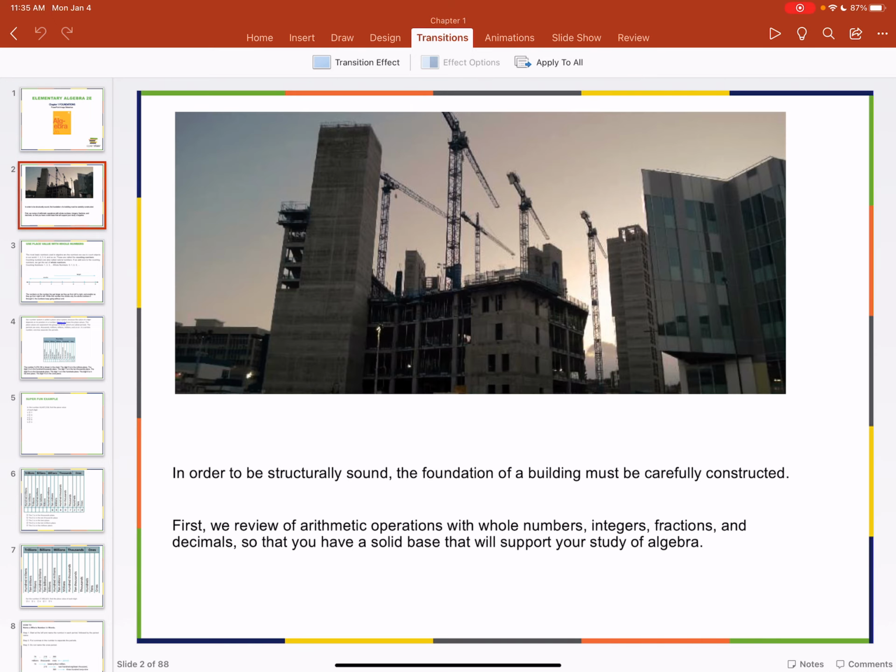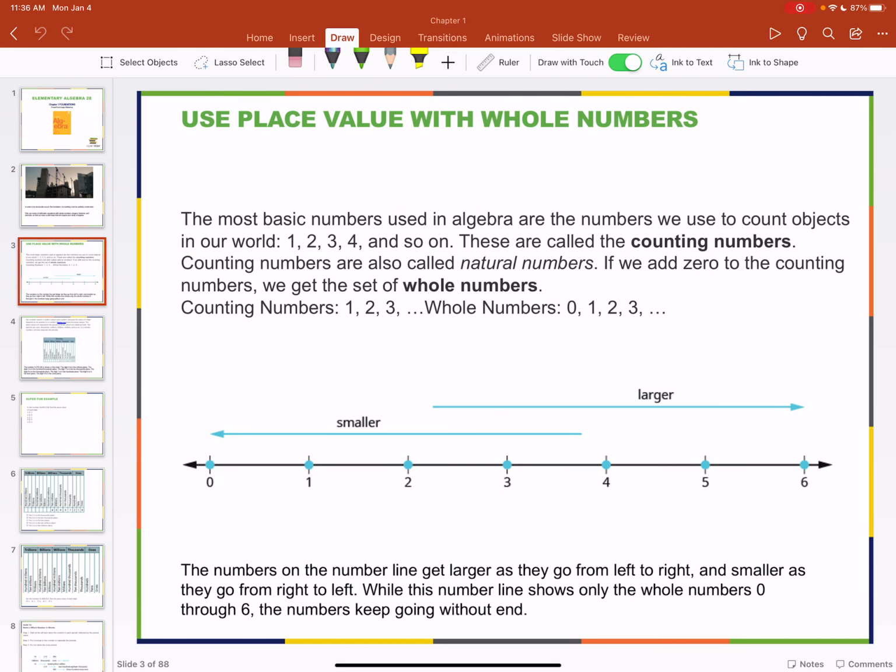All right, so chapter 1 talks about the foundations, which is basically what are the skills that you're going to need to do well in this course. We're going to talk about operations that involve whole numbers, integers, fractions, and decimals, so that we make sure that your base is super solid, so when you start learning algebra, you're not stuck with the foundational things. Okay, so here we go.